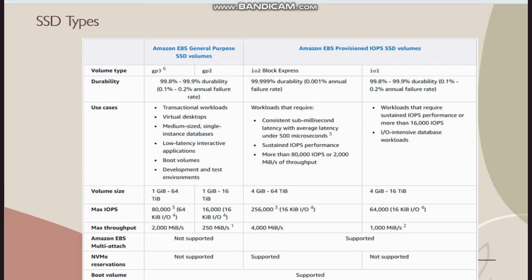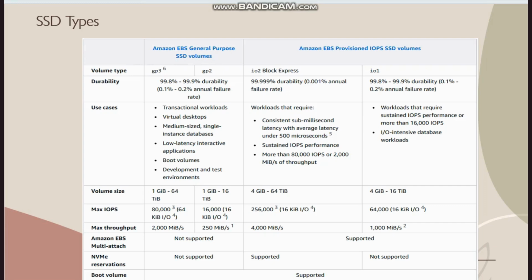And the other type is provisioned IOPS SSD volume. Here there are two types, IO1 and IO2 Block Express. The IO2 Block Express is a newly launched service. IO1 provides the same durability as GP2 and GP3, but IO2 provides a durability of 99.99 percent, and the annual failure rate is also very low compared to the other three SSD volumes.